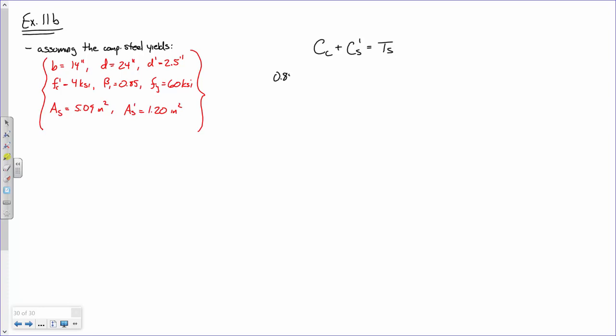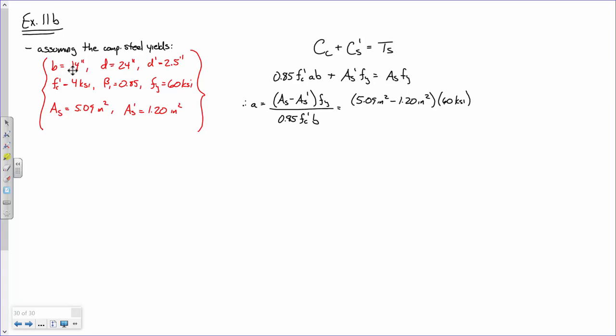So 0.85 f'c a b plus A_s' f_y equals A_s f_y. Again, we do not know whether the compression steel yields until we check it, so I'm going to assume that it does yield. So a is (A_s minus A_s') f_y over 0.85 f'c b. Again, these are the exact same formulas we used last time, just solving for a. So we get (5.09 minus 1.20) times 60 ksi, over 0.85 times 4 ksi times 14 inches.